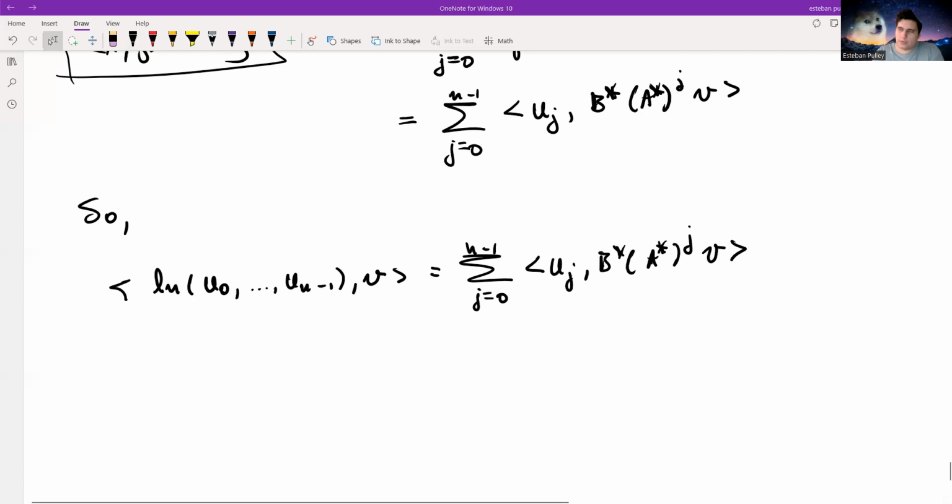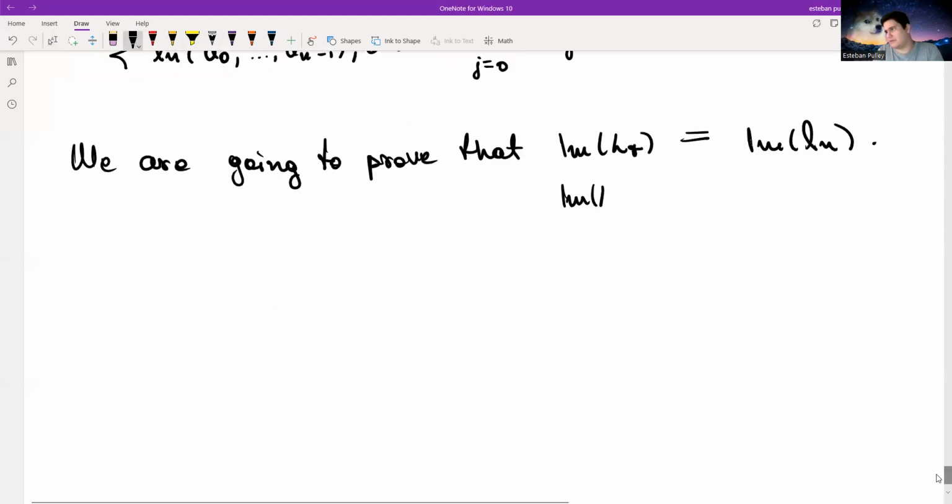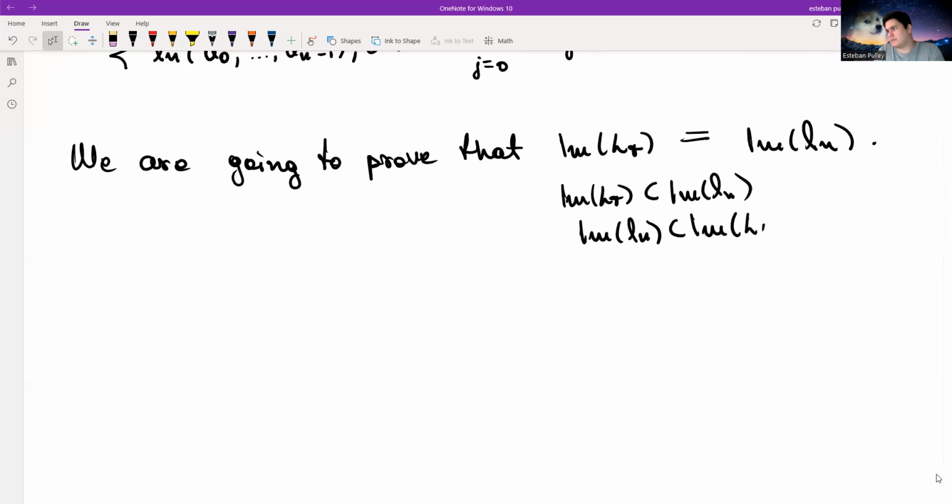So now we are going to prove that the image of L_T and the image of L_n are the same. We prove that these images are equal. So we should prove that the image of this is contained in the image of L_T.